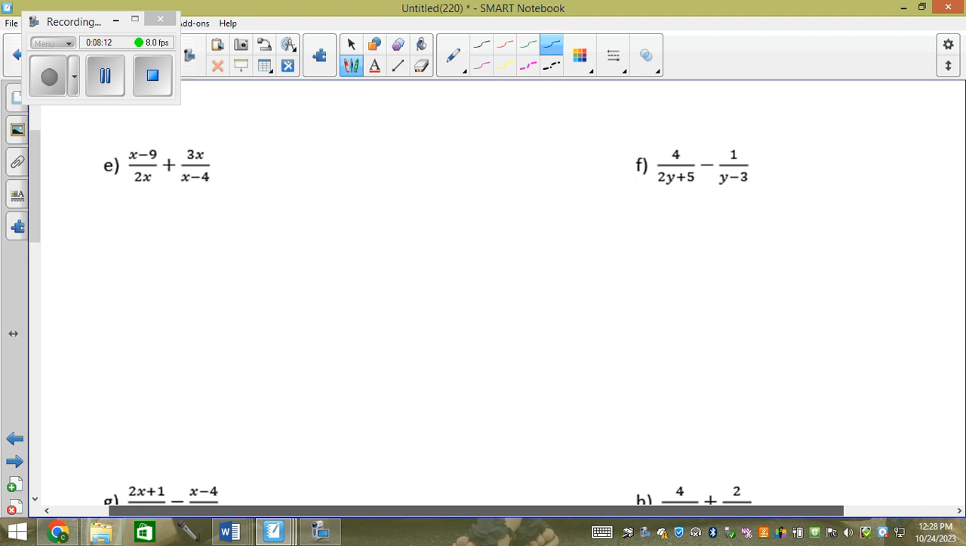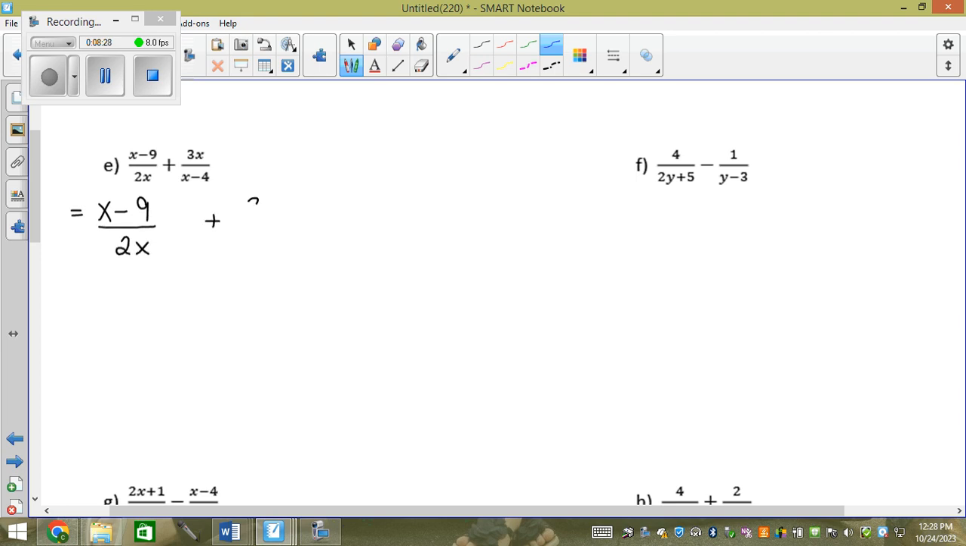So this one has 2x, it's a monomial. The other one is x minus 4, it's a binomial. You can't make them be each other, so you have to multiply them by each other. So I'm just going to rewrite it out so that it's bigger. X minus 9 over 2x plus 3x over x minus 4. So this one is a binomial, correct? So I'm going to multiply this one by it. And then this one, I'm going to multiply by the monomial, so 2x.